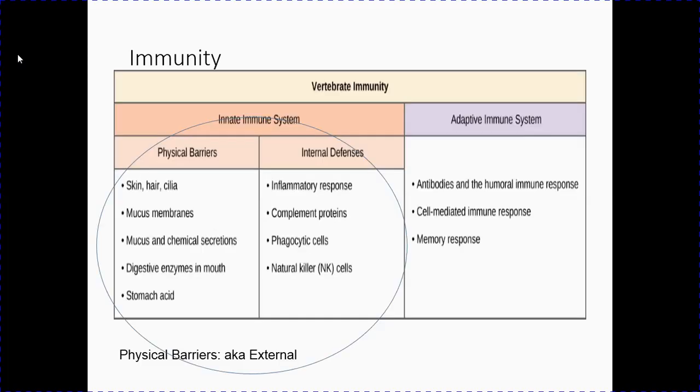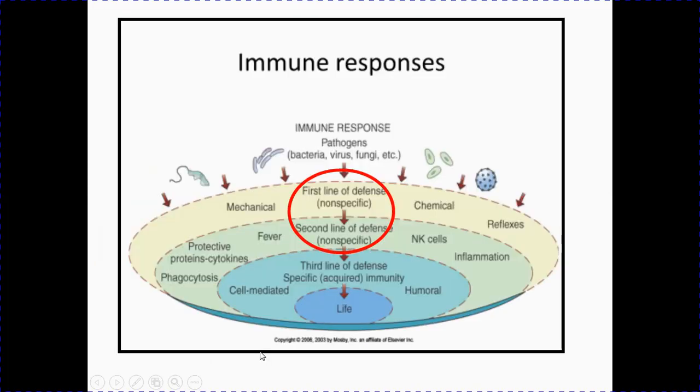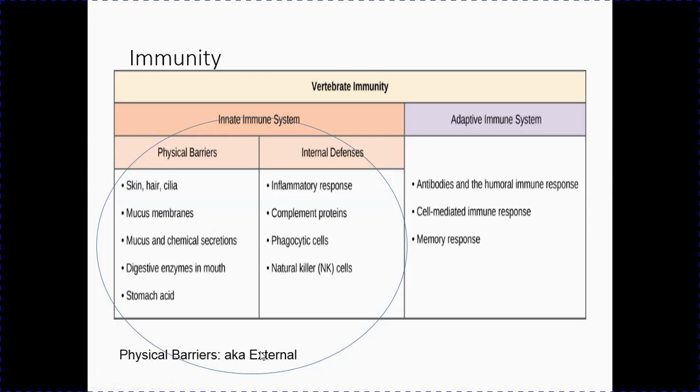This slide we've seen before, this table, and it breaks down the immune system of the vertebrate host into the innate immune system, or the non-specific, versus the adaptive, which is the specific immune system. The innate immune system that we're going to look at today includes the physical barriers, which the book also calls the external defense system. The internal defense system is the second line of defense. Those are chemicals and some cellular components that we're going to take a look at today.